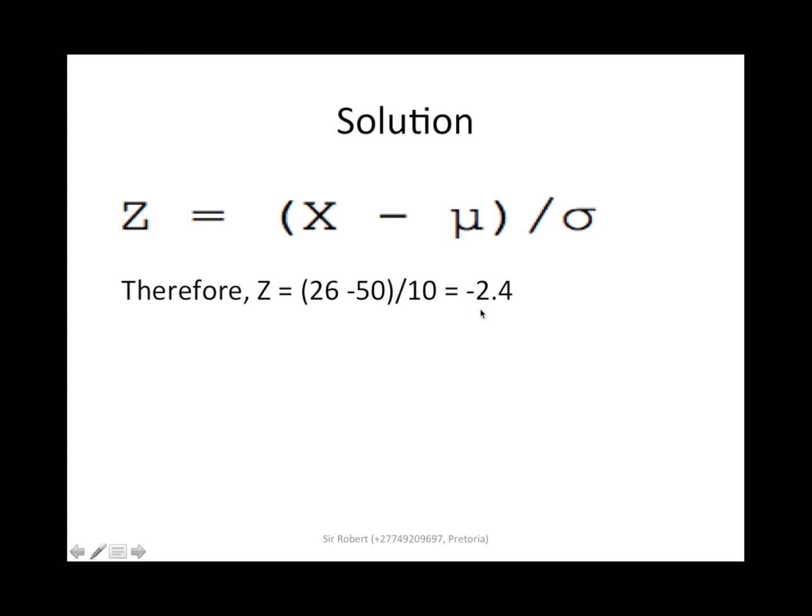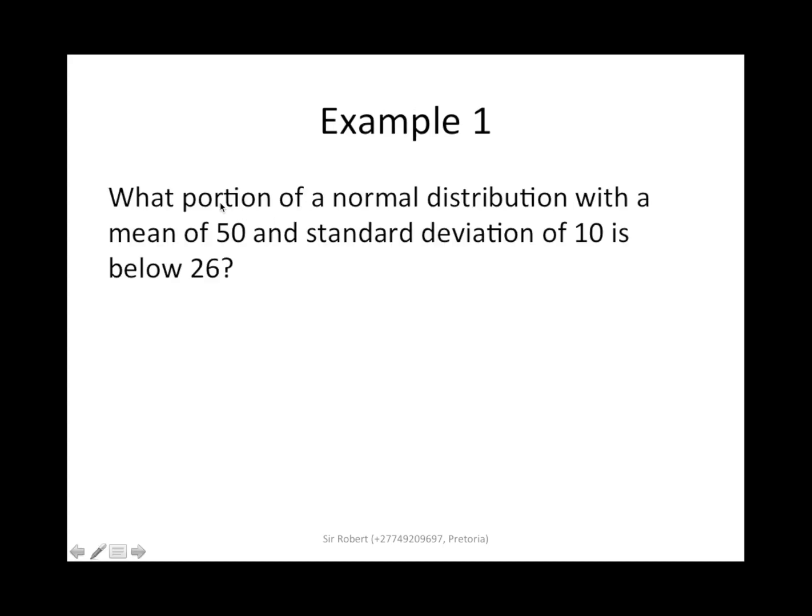That's your z value. But now the thing is, we want to find what portion of the normal distribution with a mean of 50 and standard deviation of 10 is below. When you're saying below, remember, your normal distribution is like this, where your 0 is here. So minus 2.4 is here. We want below, which means this area.